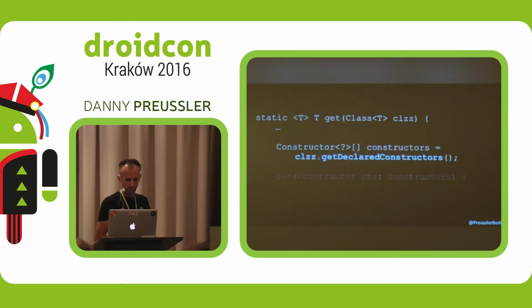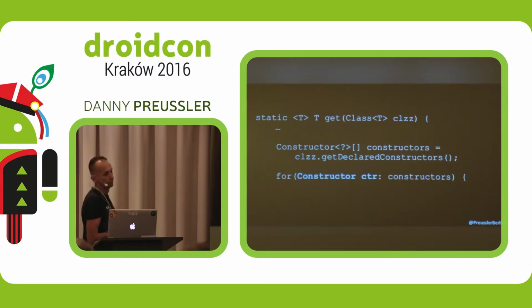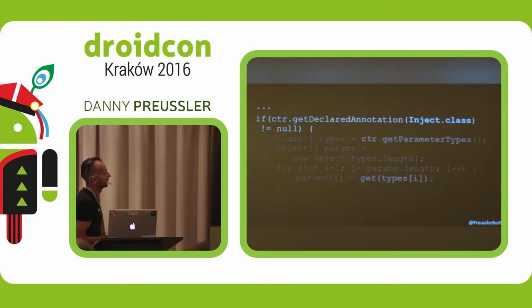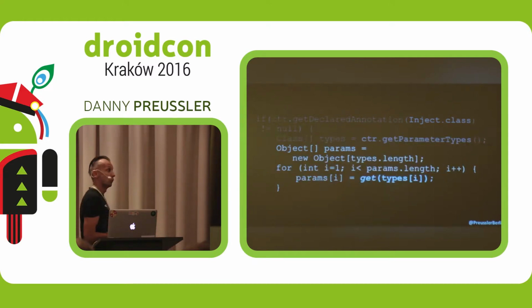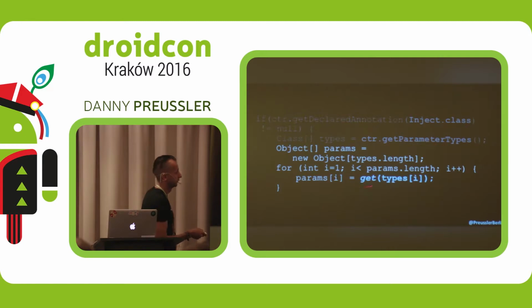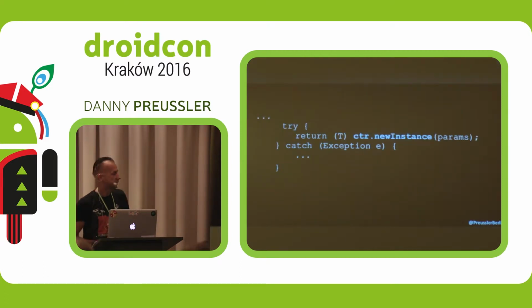So let's do it. First we will take this class and ask for all the constructors that are in there. Then we would walk over those constructors and find the one with the @Inject. So it would be like this, a declared annotation, get Inject. Then we need all the parameters of that constructor. Walk over this and basically call this method recursively to also find all the constructors for those. It looks a bit weird, but it's actually pretty simple. Take a class, find the right constructor, get all the parameters, find those constructors, and instantiate them.